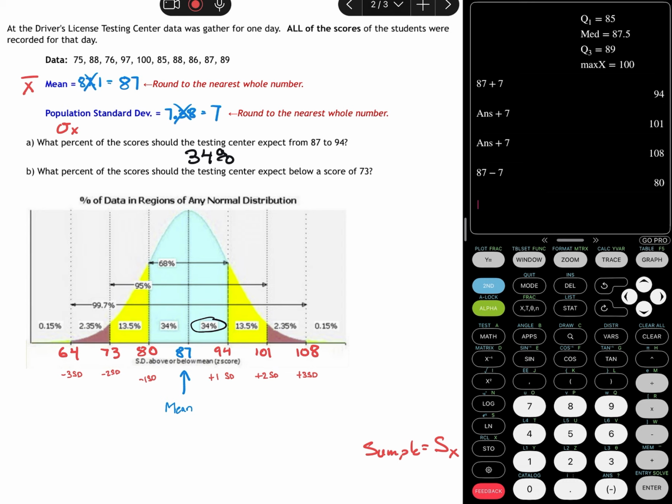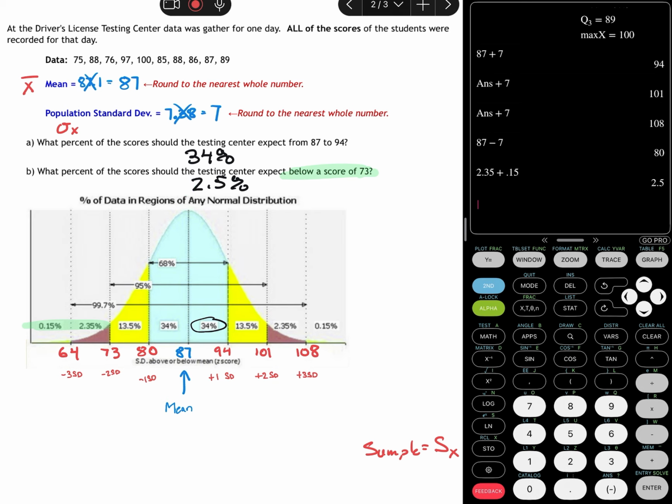What percent of scores should the testing center expect below a score of 73? Well, below a score of 73, that's everything that's down here. That's what below is. And so therefore you add those up. So 2.35 plus 0.15. And if you do this work enough, you start to get these values memorized. So that is going to be equal to 2.5% of scores.